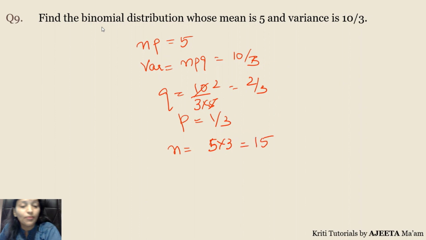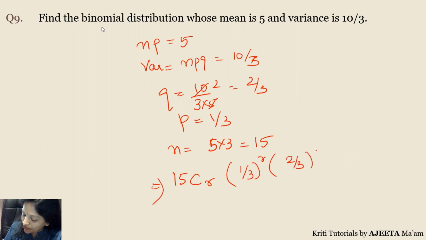Now, if someone asks you, the binomial distribution will be a simple thing: 15 CR, 1 by 3 raised to R, 2 by 3 raised to 15 minus R. That will be your binomial distribution. Just check everyone. Is it clear?